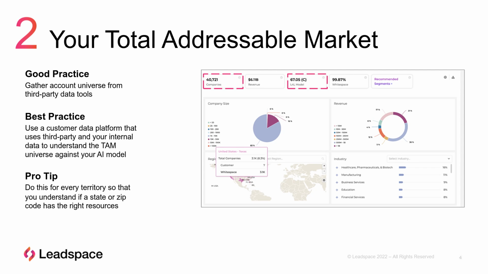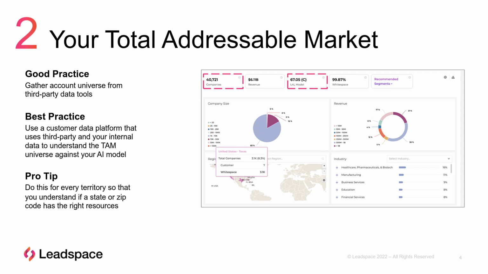So the first part is looking at total addressable market. As far as this format, good practice would be that you gather your total universe of the opportunities that map to who you sell to. And there's a lot of different third-party data tools available to get those approximations. That's what I always tell people: if you're going to start somewhere, step one is good practice, get an approximate TAM. And you can do that with your third-party data. Lots of people do that.